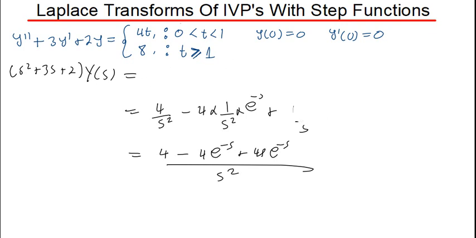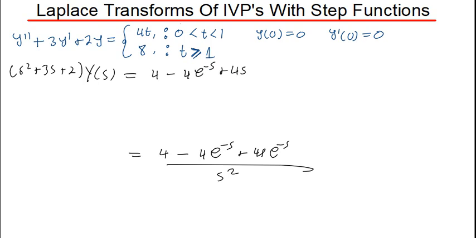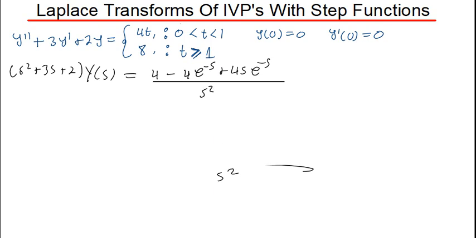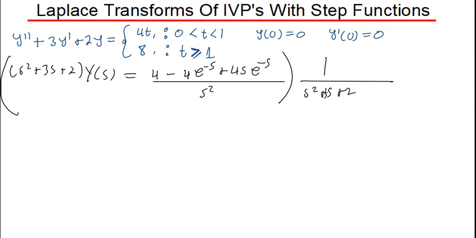So we are getting a bit closer, not really close, but a bit closer to our final answer. So that is 4 minus 4e to the minus s plus 4s e to the minus s. You divide everything by s squared. Then at this point here, I want to leave the Y of s on its own, multiply everything by 1 over s squared plus 3s plus 2. In fact, I can factorize this in advance before I even do this.